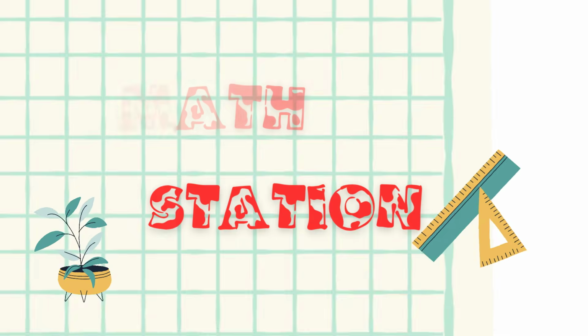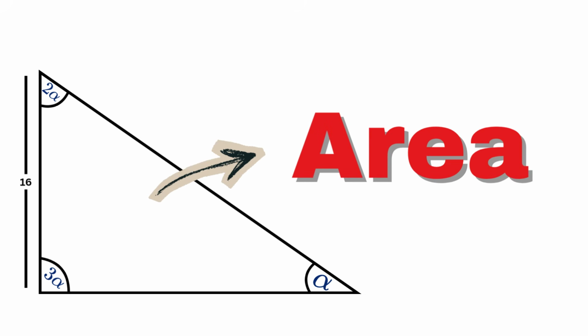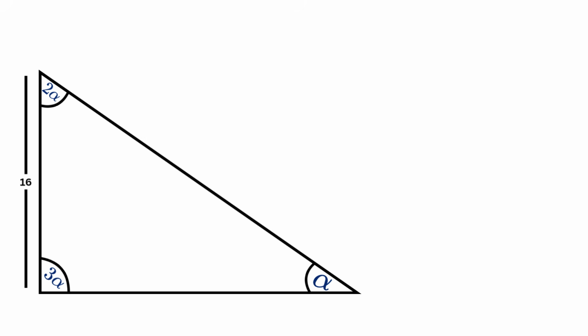The problem is we are given a triangle having three different angles: alpha, 2 alpha, and 3 alpha. Furthermore, they give us one side length measuring 16 units. Our job is to find out the area of this triangle. Now, to find the area, first of all, we need to find the three angles. After that, we will determine the lengths of the other sides. And finally, we'll calculate the area of this triangle.